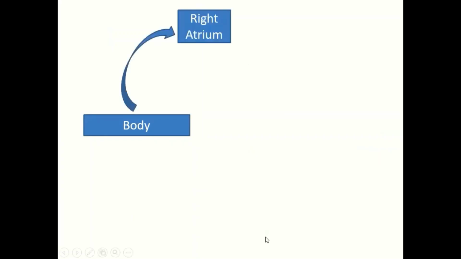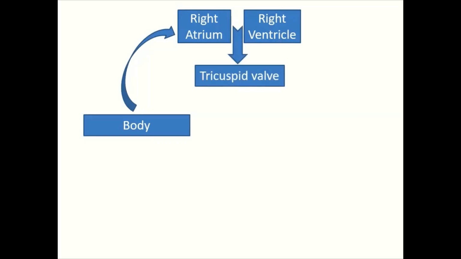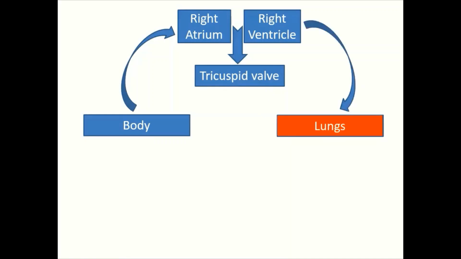Okay, let's do the blood circulation again. From the body, the blood goes to the right atrium, from all parts of the body except the lungs, from head to your foot. This deoxygenated blood is returned to the right atrium, and then the right atrium pumps the blood to the right ventricle. Between the right atrium and right ventricle is the valve called tricuspid valve to prevent the backflow of the blood to the right atrium. And then the right ventricle pumps the blood to the lungs, where the exchange of gases takes place. So here, the deoxygenated blood turns into oxygenated blood.